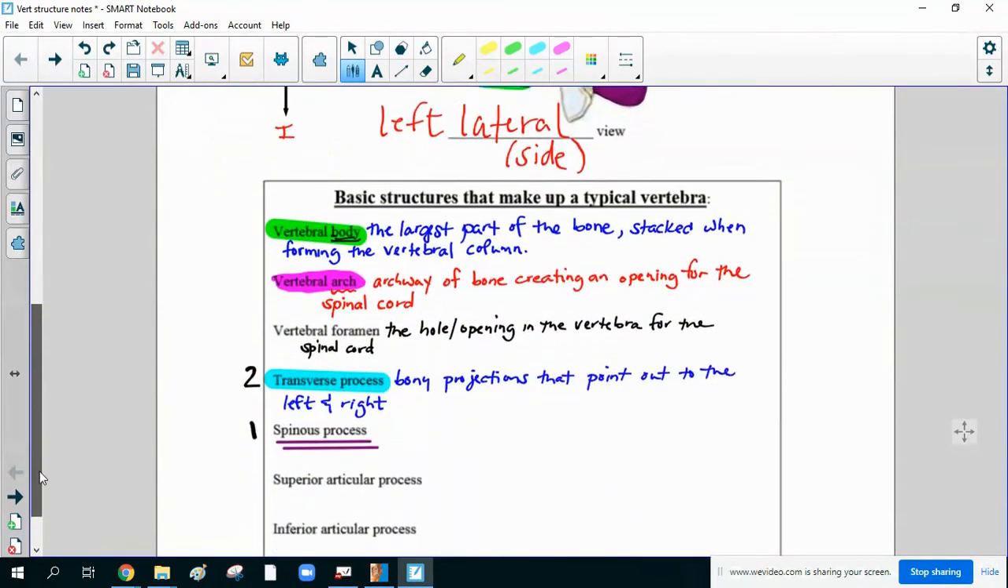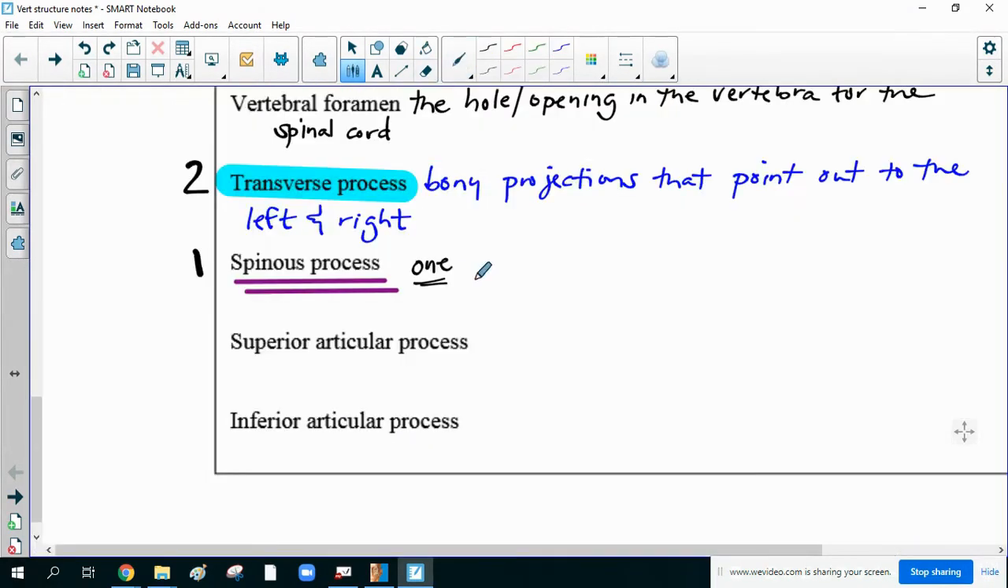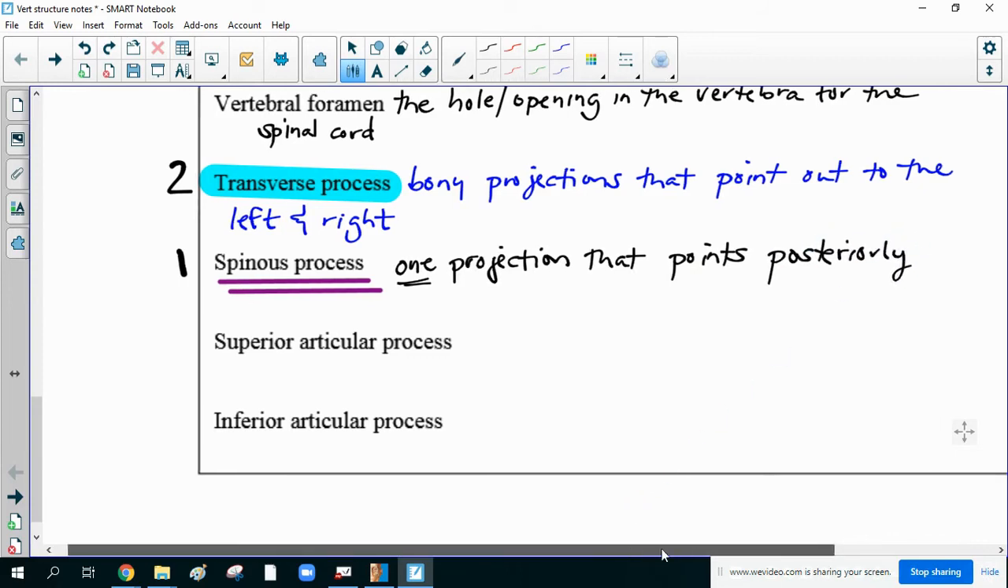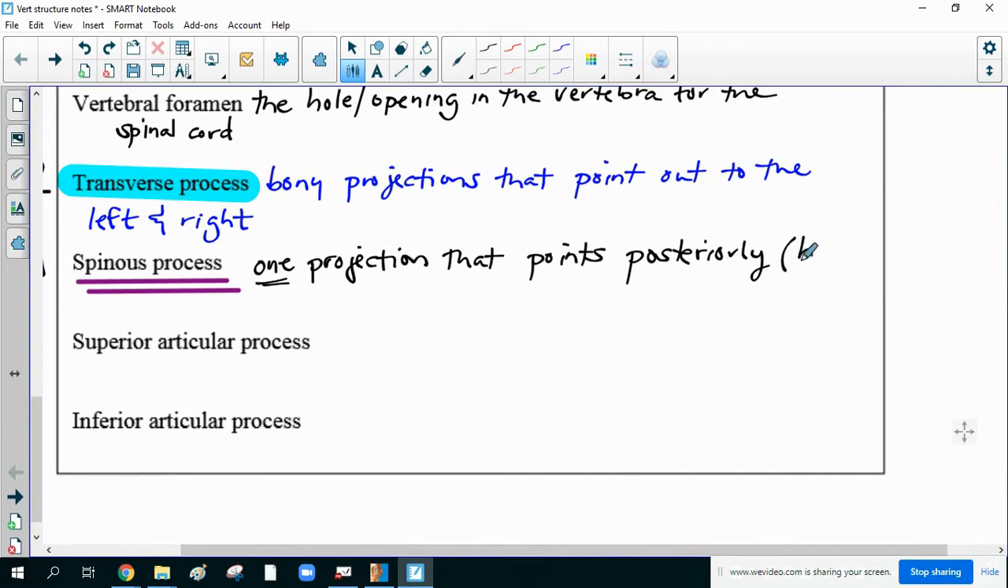So for a definition, one projection that points posteriorly. And remember, up in the corner, you have your little cheat sheet. That means back. So it's a single projection that points posteriorly.